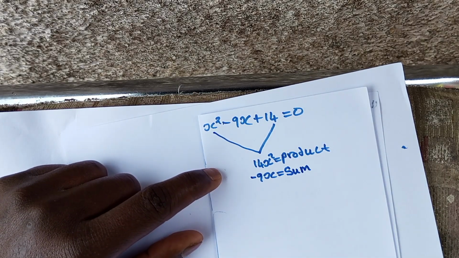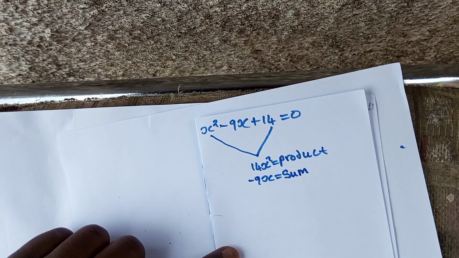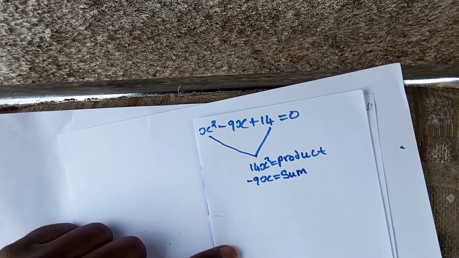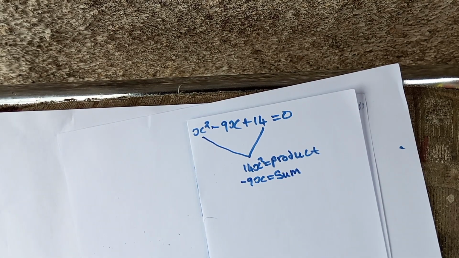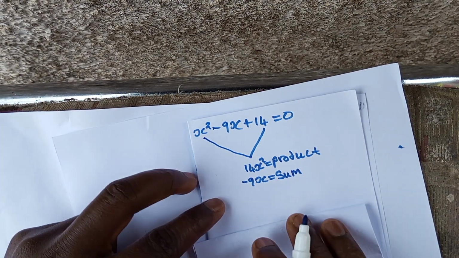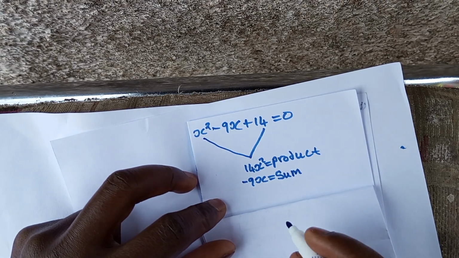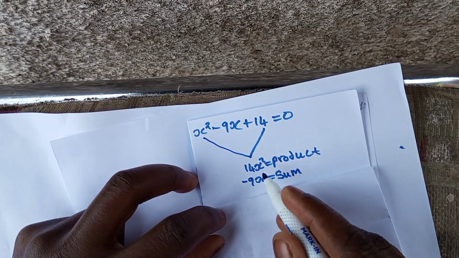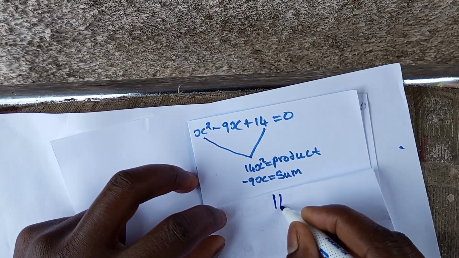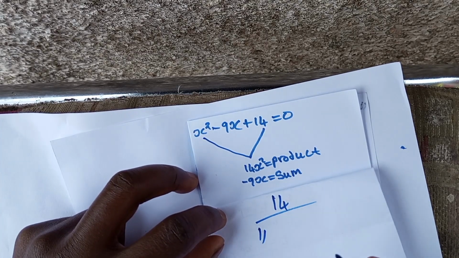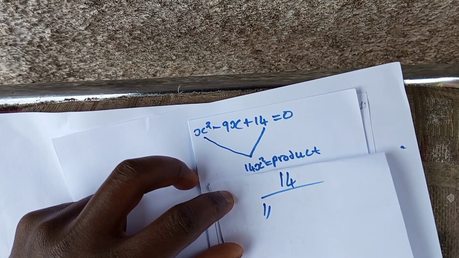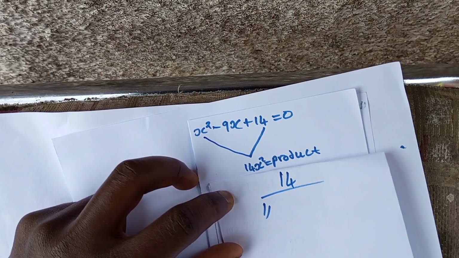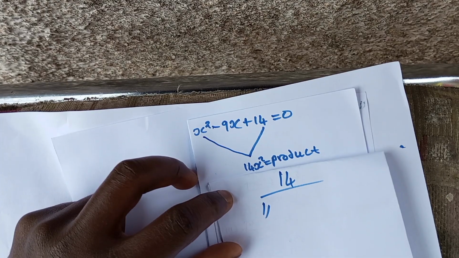Now in this case, you are going to look for two numbers. If you multiply these two numbers, you can have 14. If you add and subtract, you can have minus 9. Let us find the factors of 14. 1 can enter into 14 without any remainder. So 14 divided by 2.